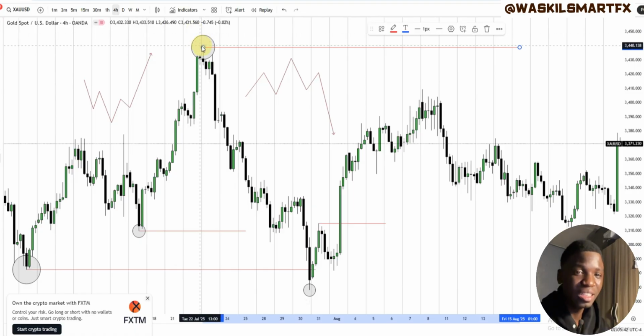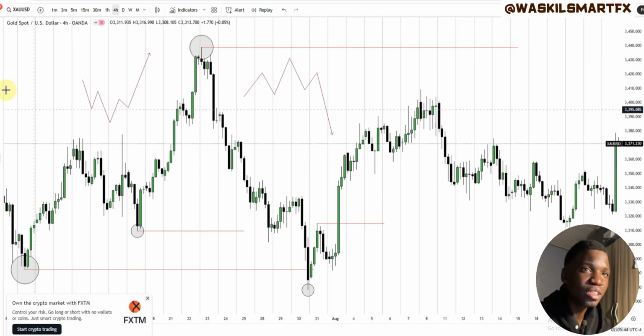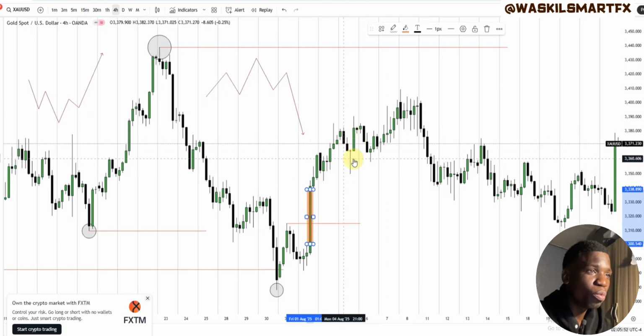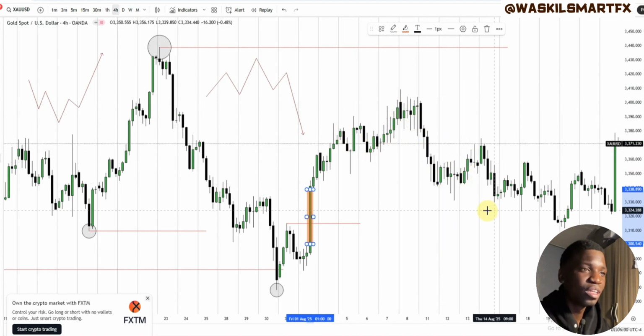The market is seeking liquidity, and you can see we have a fair value gap. We expect the market to come back to the fair value gap and buy. But during almost 2 weeks, the market did not come back. The market was just trading up, consolidating, trading sideways and everything.